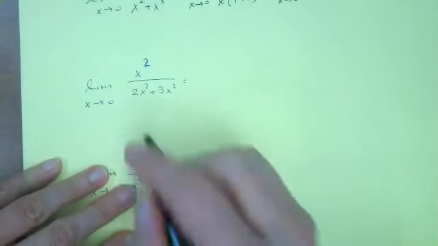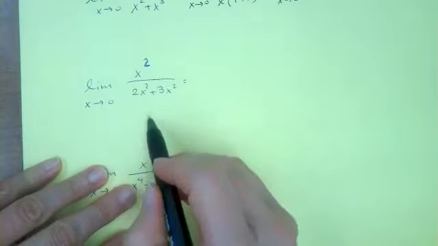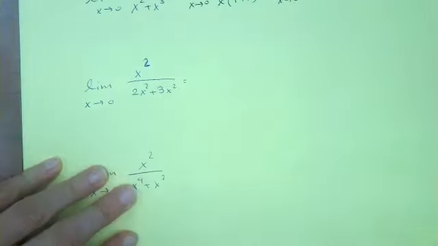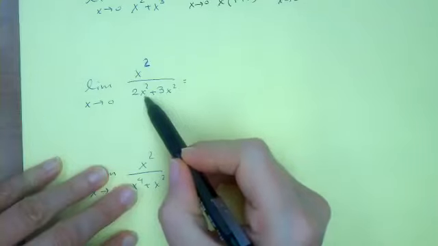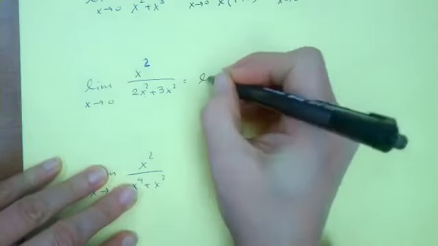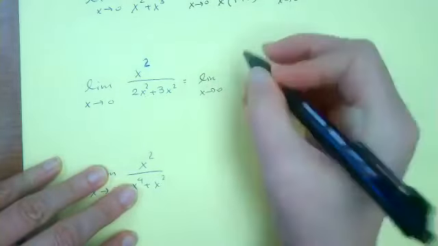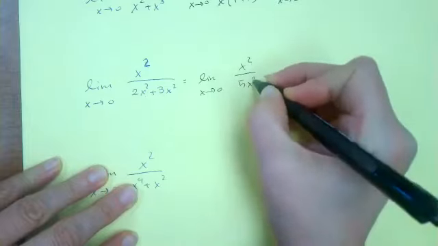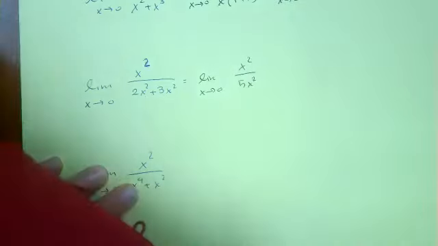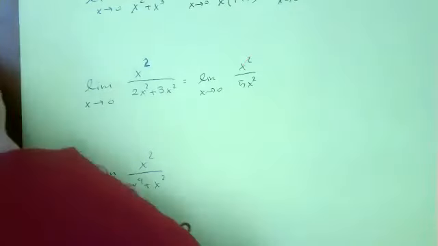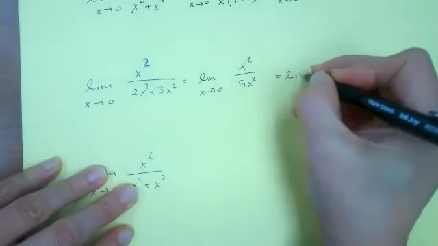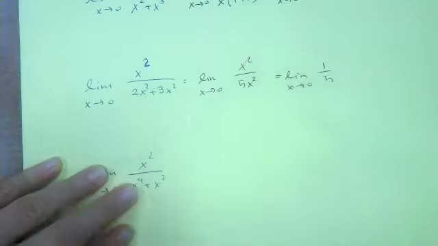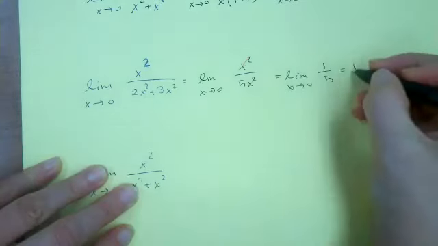One more. Limit of x squared over quantity 2x squared plus 3x squared. Here, these two actually can combine. Limit as x goes to 0, x squared over the combined 5x squared. Now I can cancel these two out. And what I'm ending up with is the limit as x goes to 0 of 1 over 5, and that is 1 over 5.